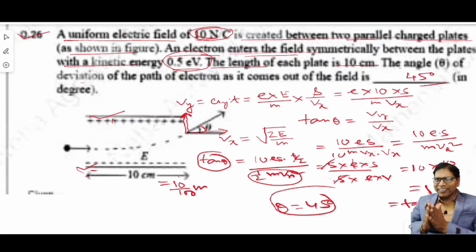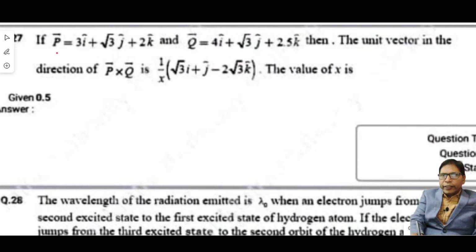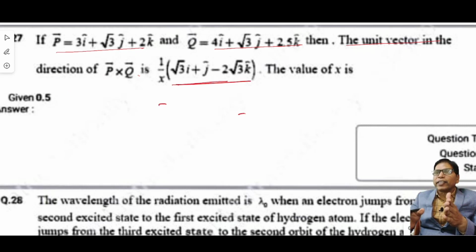Okay, understood? Next. Now, look at this. This is the P vector. This is the Q vector. The unit vector in the direction of P vector dot Q vector, P vector cross Q vector. Now, look at this. As it is a unit vector, its magnitude should be 1. Now, look at this. Magnitude of this vector, this is 3 plus 1 plus 12.